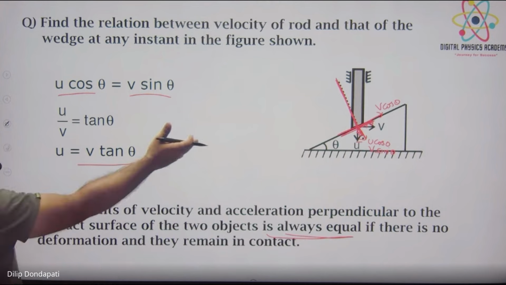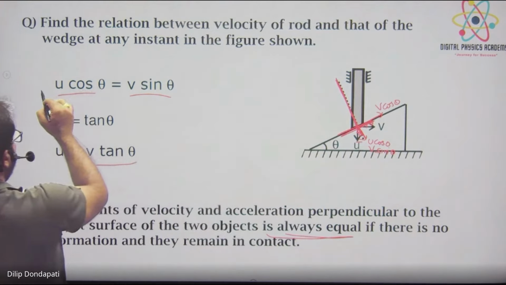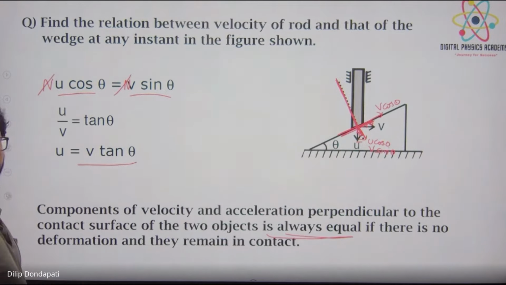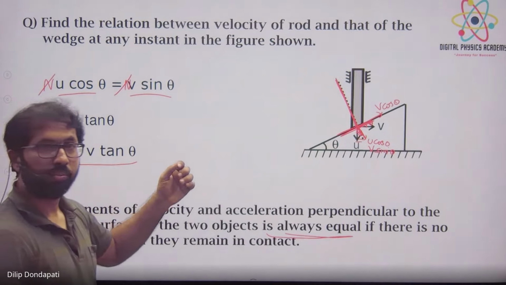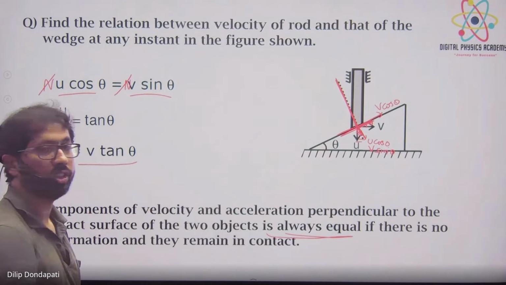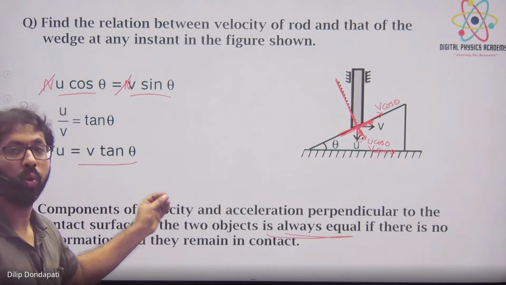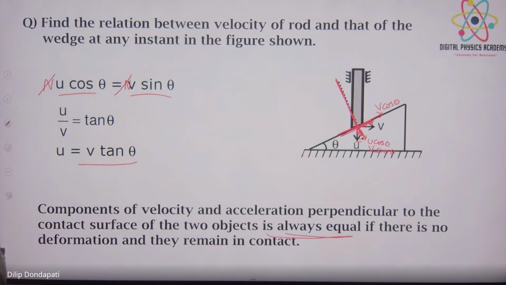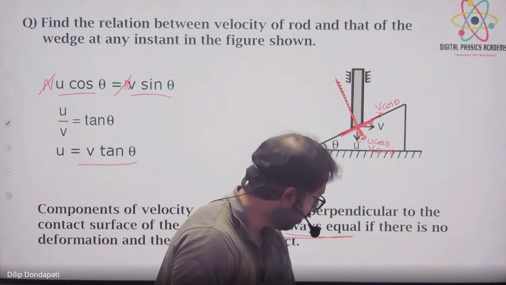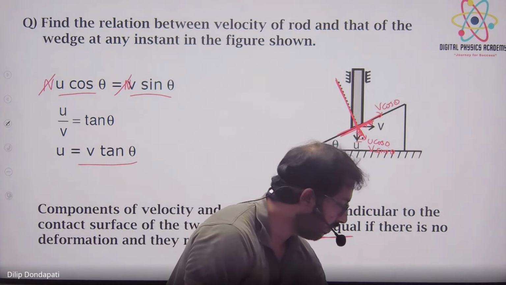If you use normal reaction also, you'll get the same thing, N u cos theta and N v cos theta, N cancels, and you'll get the same thing. But always remember: for the wedge and this rod, whatever velocities or accelerations you take, their perpendicular components are equal. Always. Done. With this, constraint motion is complete.